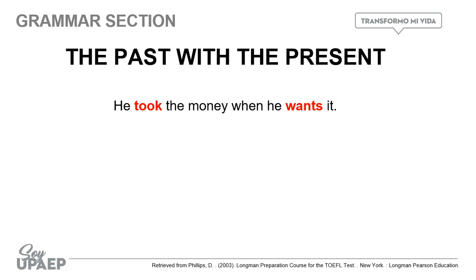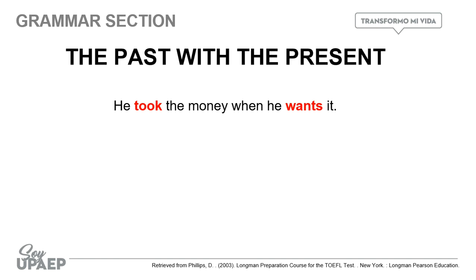Okay, the first one is the past with the present. I want you to look at the following sentence and tell me if it is correct or incorrect. It says, he took the money when he wants it. For a moment, think and decide if the sentence is correct or incorrect.